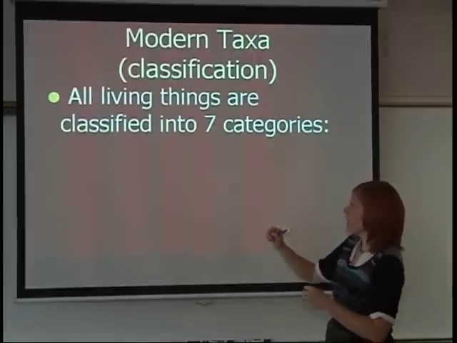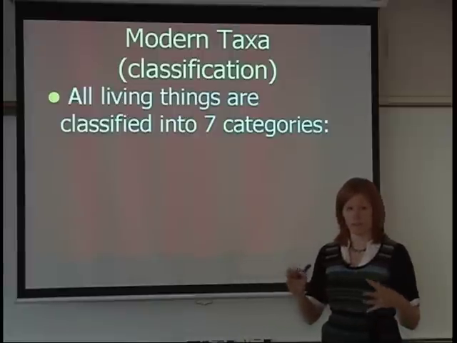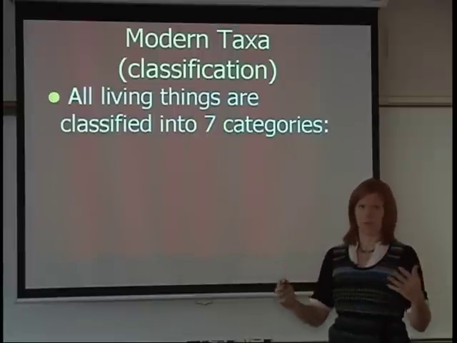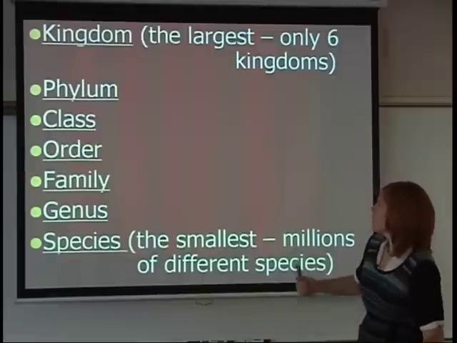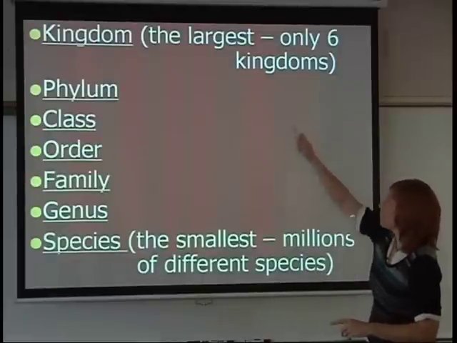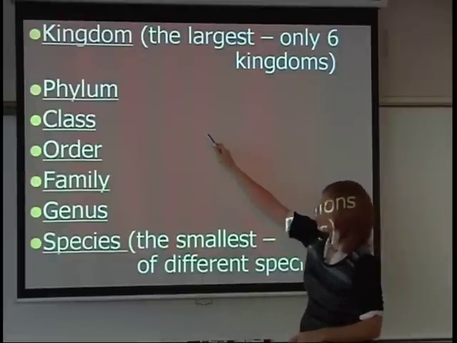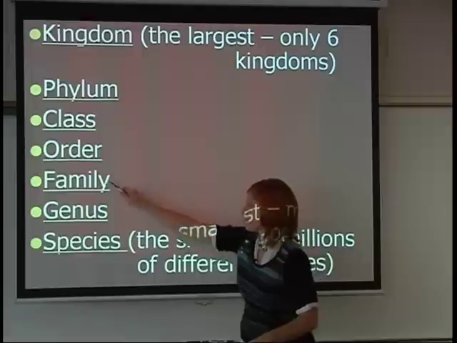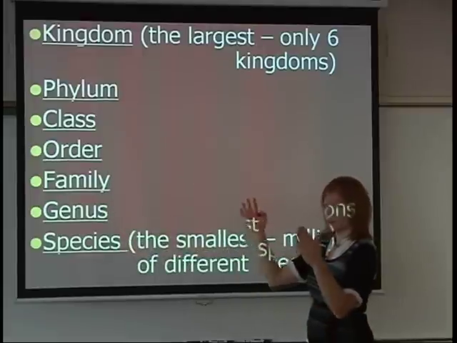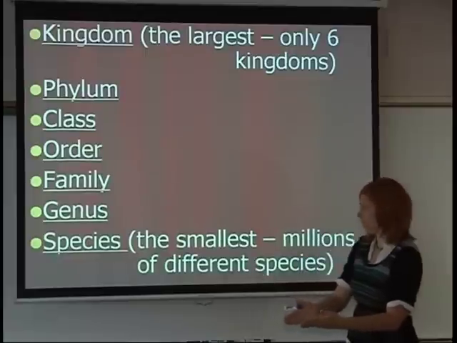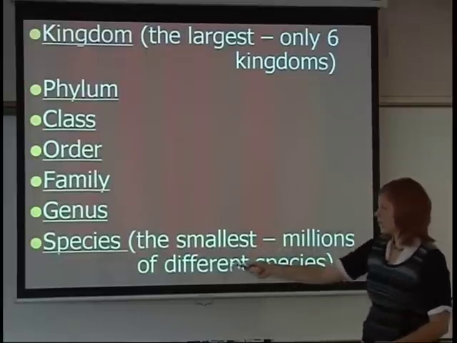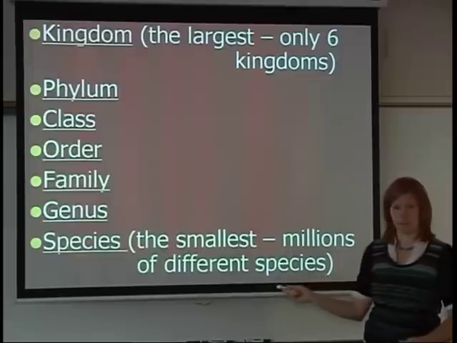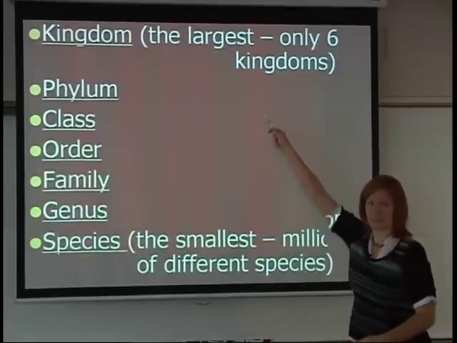When we classify, all living things are put into 7 categories. They'll be in a kingdom, of course, but then there's more categorization after that. And here's how it's laid out. Kingdom will be the largest, and as you go down through phylum, class, order, family, genus, species, it gets to a smaller piece of the classification where species is the smallest. And on the planet, there's millions and millions of different species, but only 6 kingdoms.